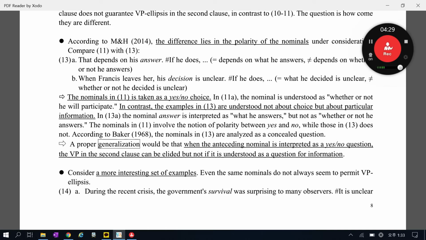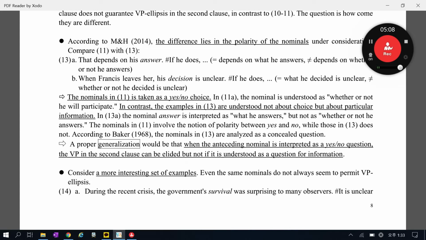The nominal in 11 is taken as a yes-no question. In 11a, the nominal is understood as whether or not he will participate. In contrast, the examples in 13 are understood not about choice, but about particular information. In 13a, the nominal answer is interpreted as what he answers, but not as whether or not he answers. The nominals in 11 involve the notion of polarity between yes or no, while those in 13 do not.